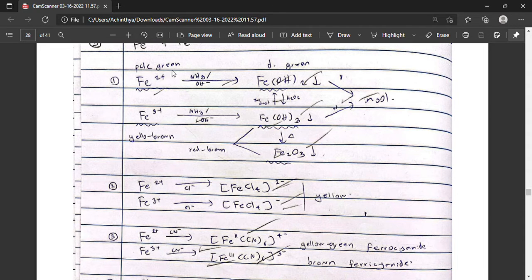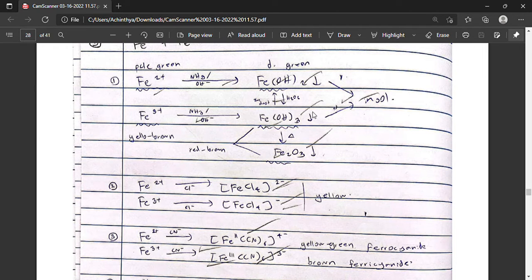The ferrous ion forms ferrous hydroxide, Fe(OH)2, which is dirty green in color, while the ferric ion forms ferric hydroxide precipitate, which is red brown in color. You can add an oxidizing agent like hydrogen peroxide into the ferrous hydroxide precipitate and it will oxidize to ferric hydroxide, and vice versa. You can reduce ferric hydroxide into ferrous hydroxide using a reducing agent like zinc dust.